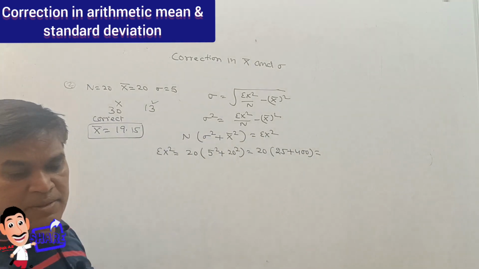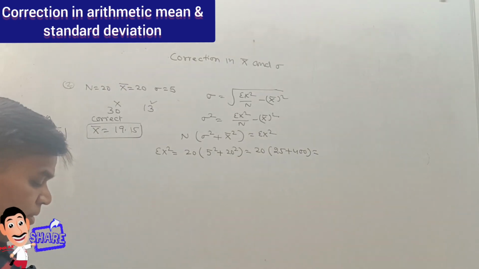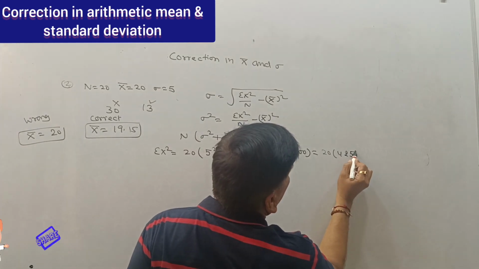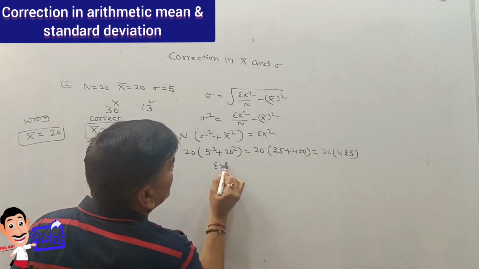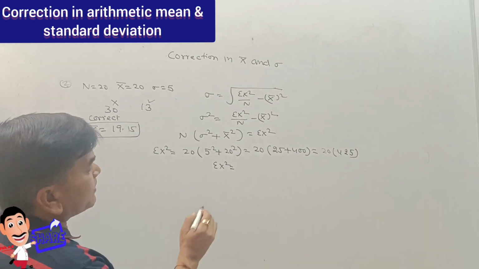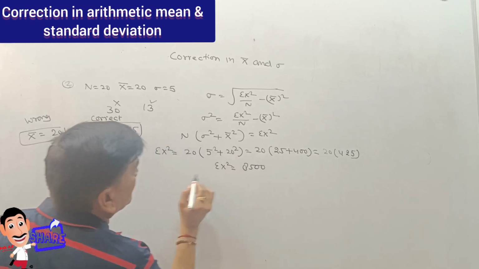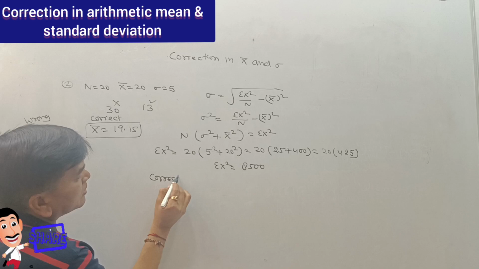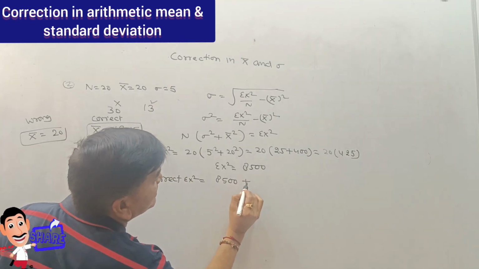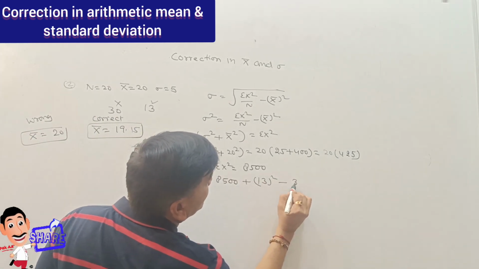So the value is 400 plus 25, that is 425, multiplied by 20. So sigma x square value is 8500. Correct sigma x square is 8500 plus correct value square minus wrong value square.